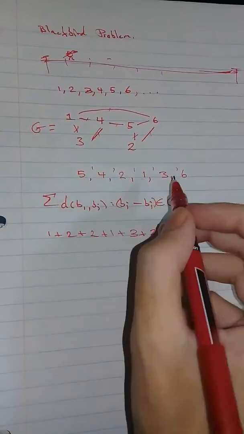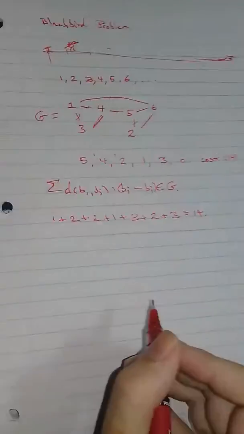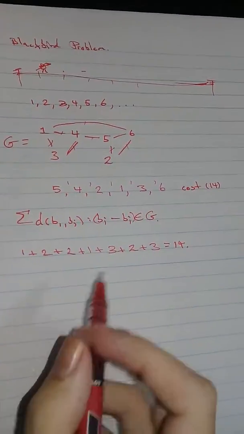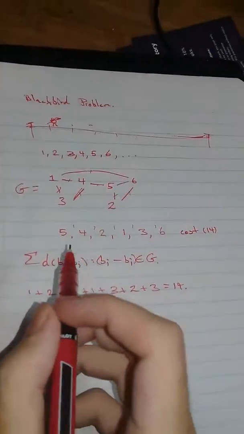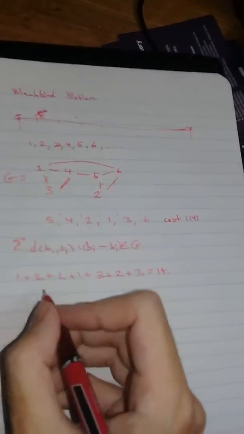so this here has cost 14. The goal is to find a way to do it better with a lower cost. That's actually a really low number. I probably managed to hit randomly on something that's pretty good. But let's try another one randomly.